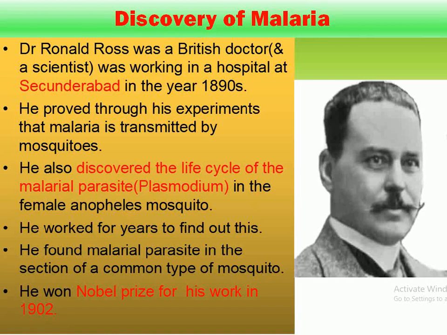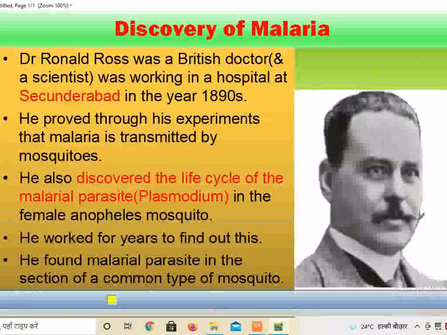He worked for years to find this out, and he found the malarial parasite in the stomach section of a common type of mosquito, and he won the Nobel Prize for his work in 1902. So he made a lot of efforts.